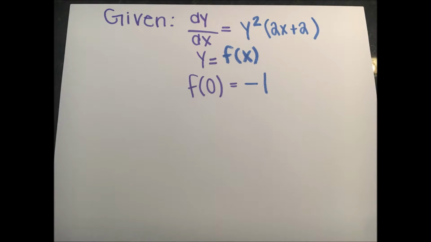Okay, so you're given that dy/dx equals y squared times (2x plus 2). Then you're given y equals f of x, and then f of 0 equals negative 1.